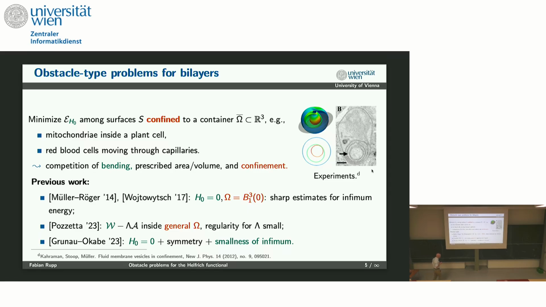The latest result here by Grunau-Okabe studied the rotationally symmetric case, again with the Willmore energy, and assumed smallness of the infimum. In both these latter works, and also in the work of Müller and Röger, the Li-Yau inequality plays a key role to exclude multiplicity and to get the regularity of the minimizer by this exclusion of higher multiplicity forms.